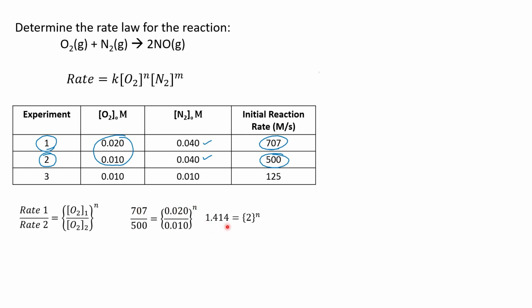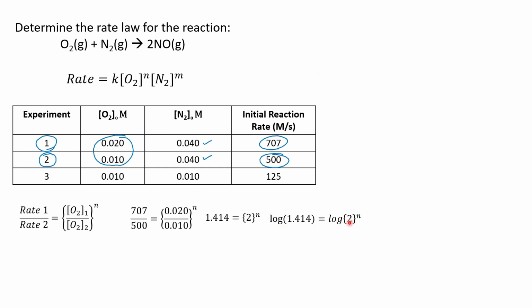So I get 1.414 is equal to 2 to the n. Now this is not so obvious what the value of n is, at least not to me. Maybe it is very obvious to you. So what do you do when you have a situation like this where n is not obviously either 1 or 2 or even 3? Well, you can use logs to help you. So I'm going to take the log of both sides of the equation.